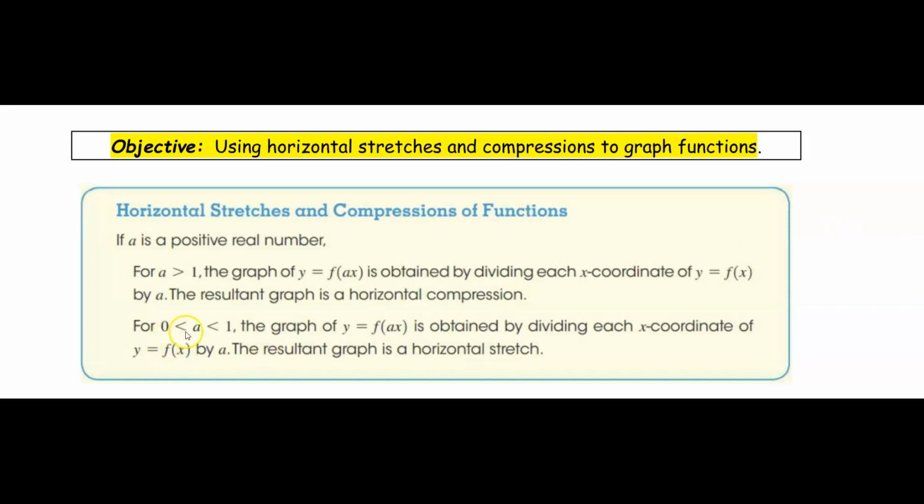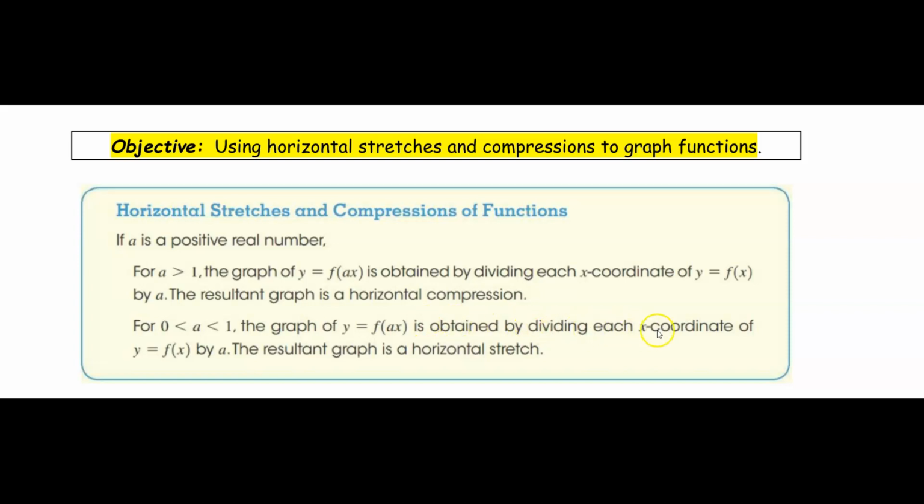Now for a between 0 and 1, the graph of y equal to f of ax is obtained by dividing each x coordinate of y equal to f of x by a. Now, if a is between 0 and 1, that is actually a fraction. It's like multiplying your x by 1/2, by 1/3, a fraction that is less than 1.